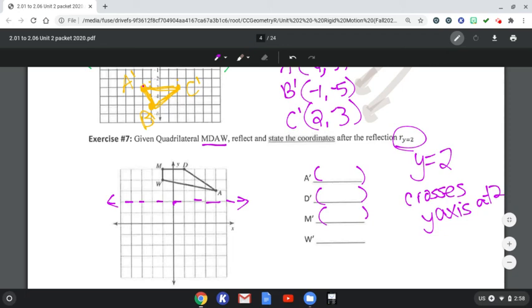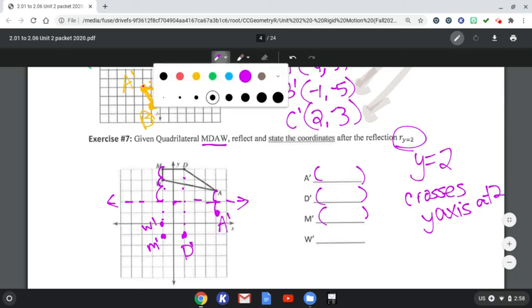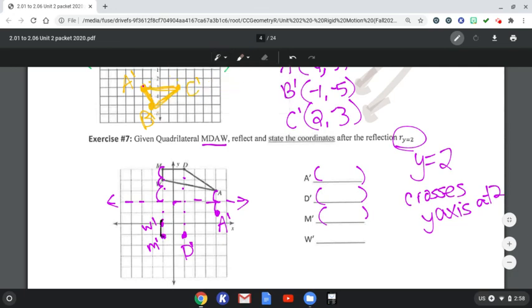Okay, so we're going to reflect each point down. So W is 2 down from there, and that is W prime. M is 3 away, so it's going to become 3 more down from there. D is 1, 2, 3 boxes, so we go 3 more to find D prime. And A is 1 box away. We go 1 box in the opposite direction to find A prime. And I'm going to connect those just with a black marker.